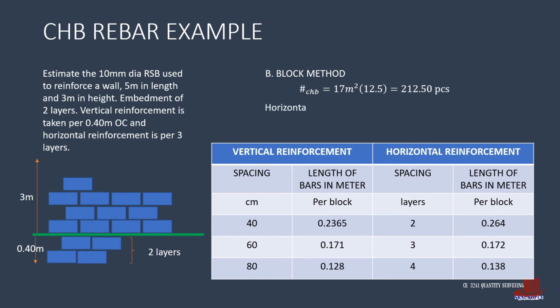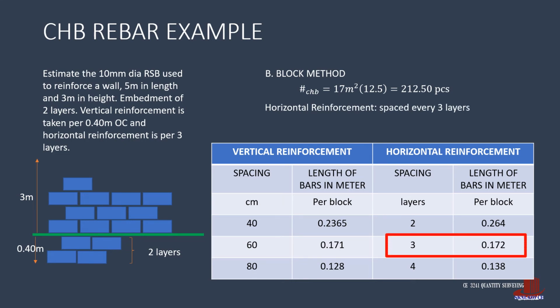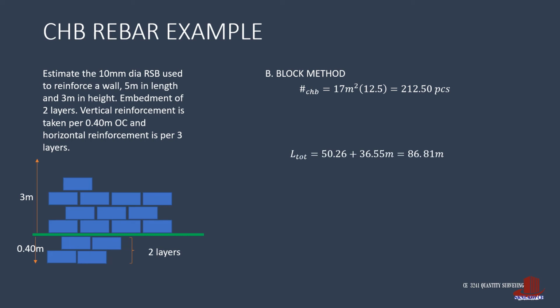Continuing the estimation with horizontal reinforcement, the table reflects 0.172 for 3-layer spacing. So the wall requires 212.5 times 0.172, which results to 36.55 meters for the total horizontal reinforcement. So the total length of rebar for the block method is computed as 50.26 plus 36.55 meters, which would be 86.81 meters in total. Using the 10 mm bars with unit weight of 0.617 kilograms per meter, the total weight is computed as 53.57 kilograms.